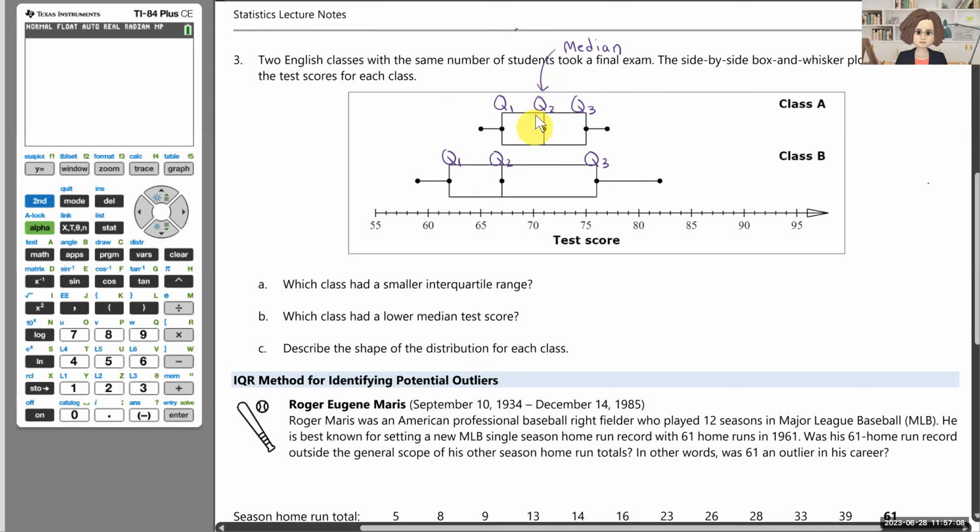Remember, median means that about half the class got lower than that value. Here, it looks like 67. And then the other half of the class got higher than that value. And then the whisker part: the left whisker ends at the lowest score. The right whisker ends at the highest score for each of these groups.